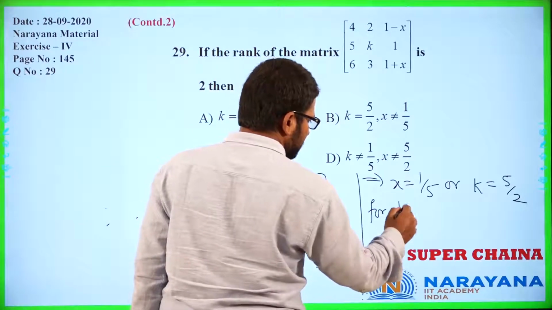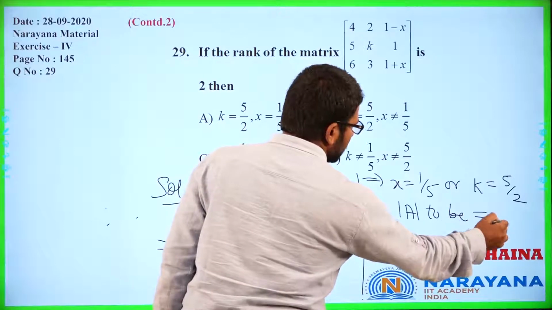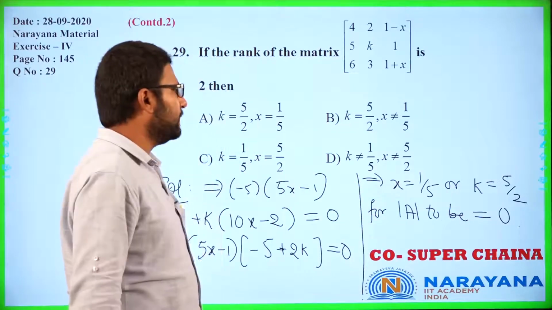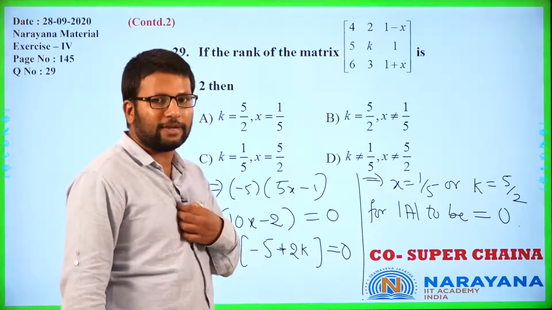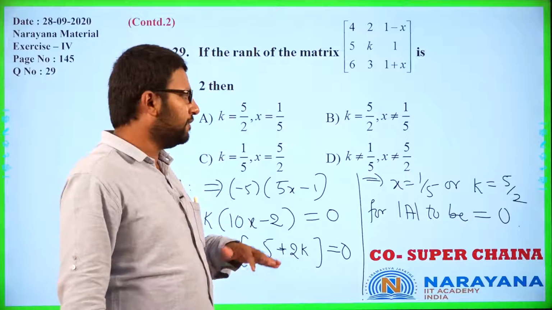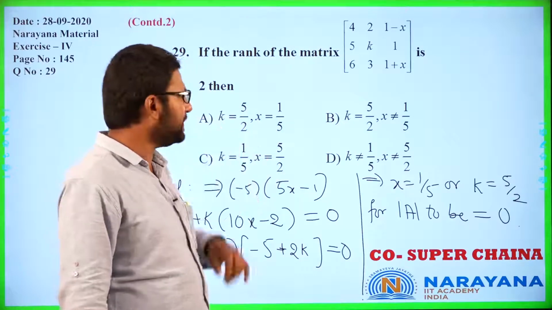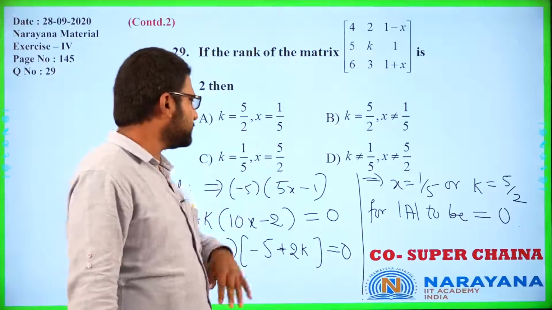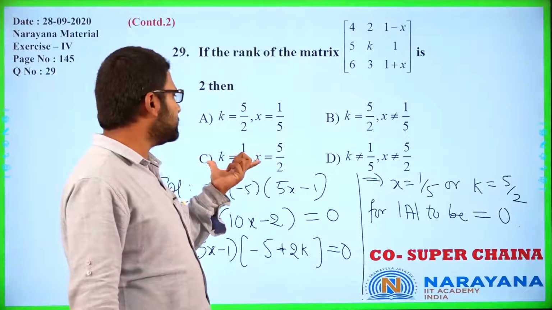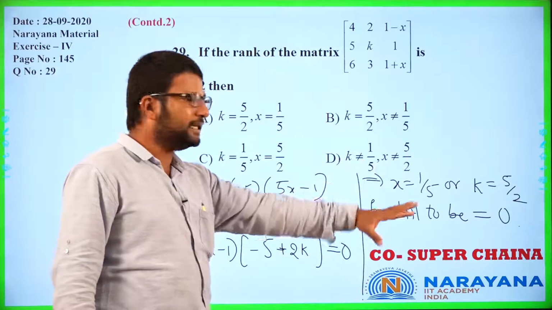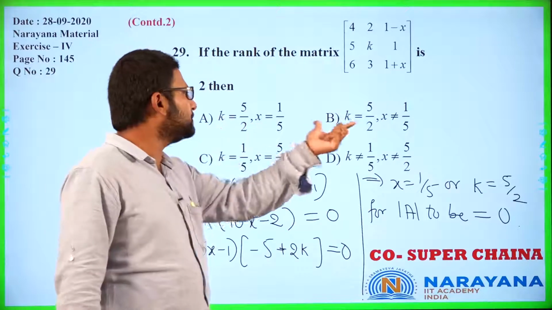For, this is important, for mod A to be equal to 0, right? Which means we are okay with x being equal to 1 by 5 or k being equal to 5 by 2. But the problem is, we want to make sure that rank is 2 and doesn't go to 1. Okay, so just be careful about that. Now if you look at the options, immediately k equal to 1 by 5, x equal to 5 by 2, immediately option C and D are rejected, right? So now we are going to look at option A and option B.